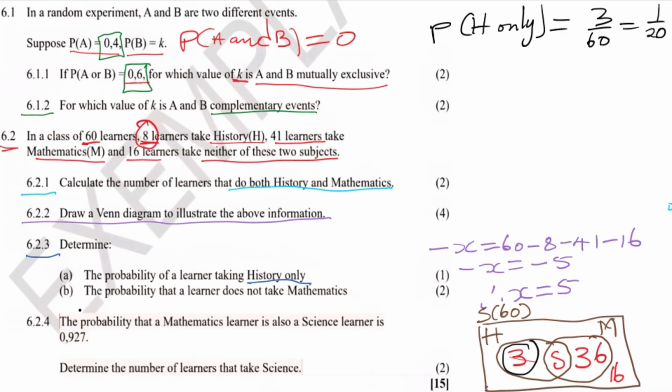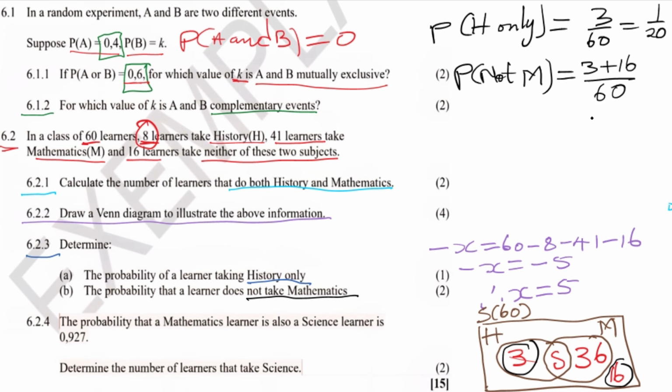6.2.3b. It says determine the probability that a learner does not take mathematics. The probability of not maths. So these learners, they don't take maths. So we have got 3 plus 16. These ones are the ones that are not taking maths. We divide by their total number, which is 60. So that will give us 19 over 60.